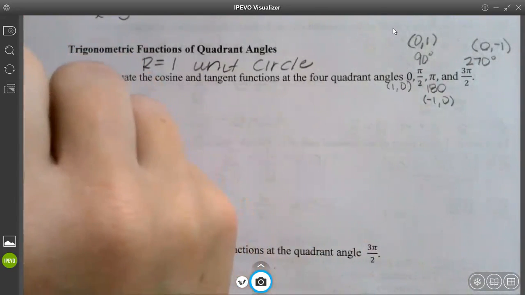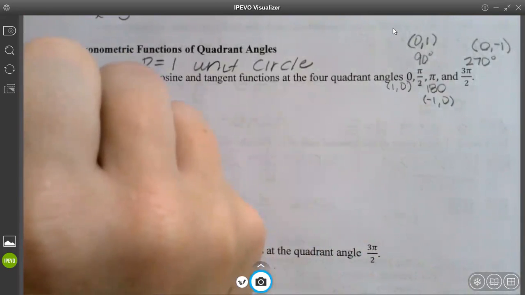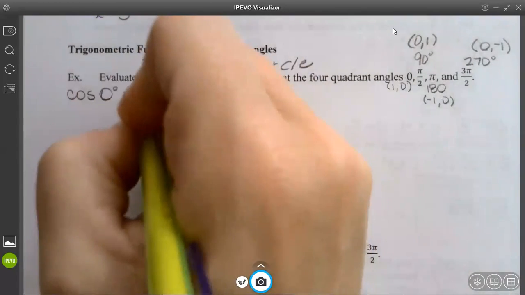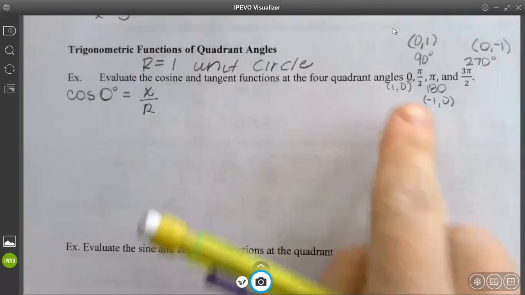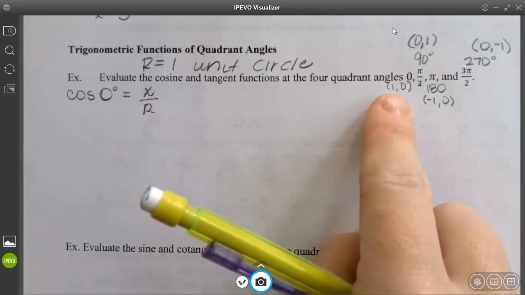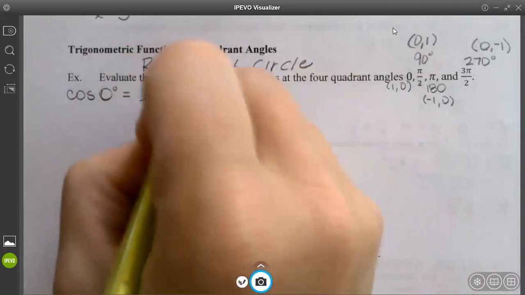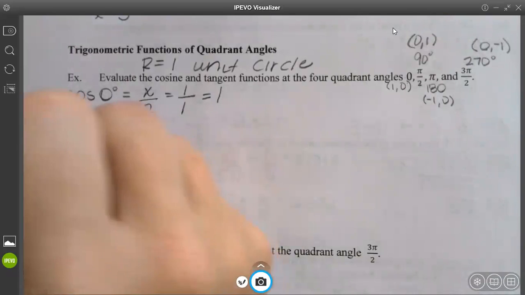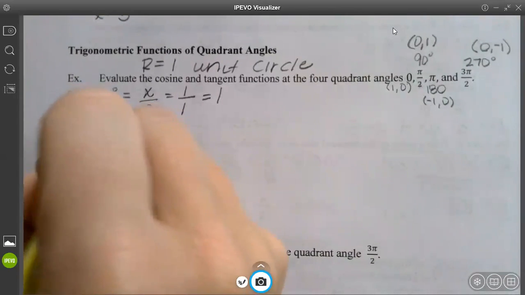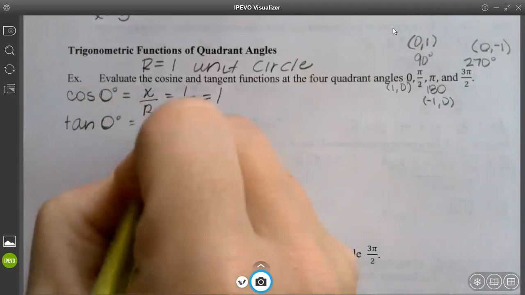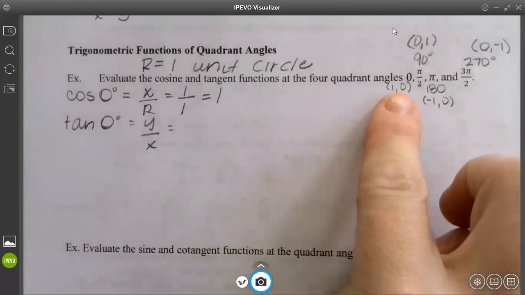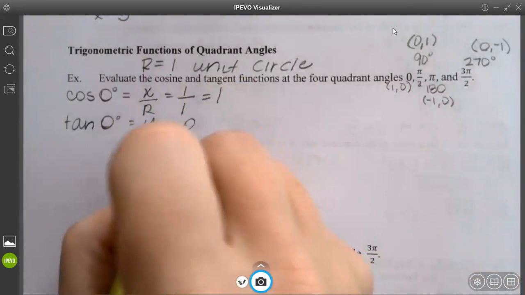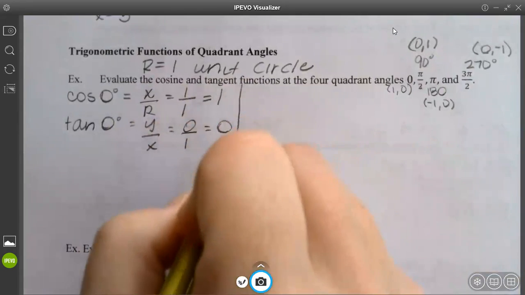So we're going to start with 0 degrees. Cosine of 0 degrees. Remember, cosine is x over r. At 0 degrees, what's our x coordinate? 1. What's our r? 1 over 1 is 1. We need to do tan of 0. That's y over x. What's your y coordinate? 0. What's your x coordinate? 1. Which gives you 0. That's your first one.